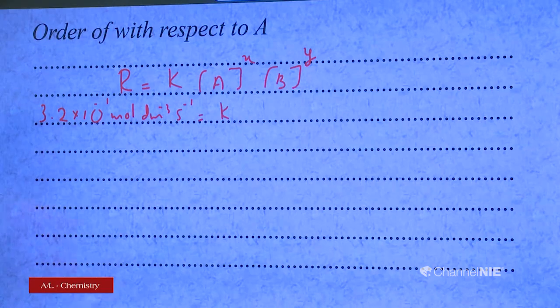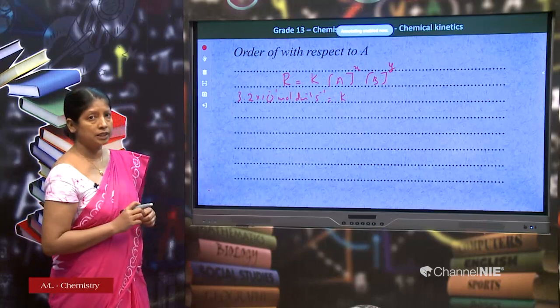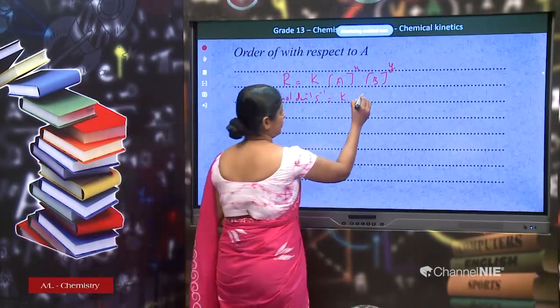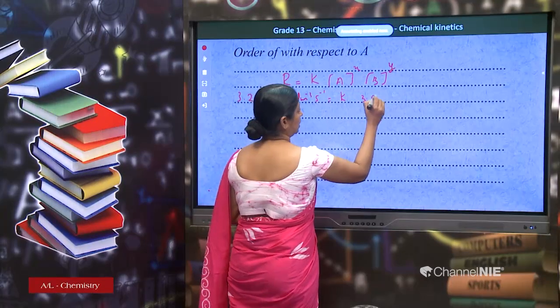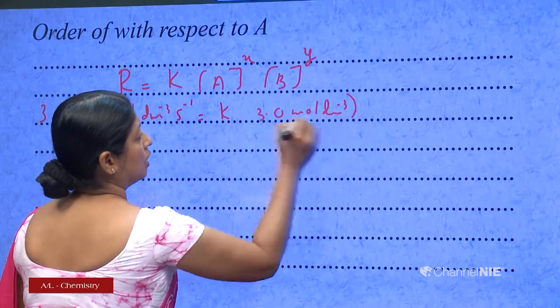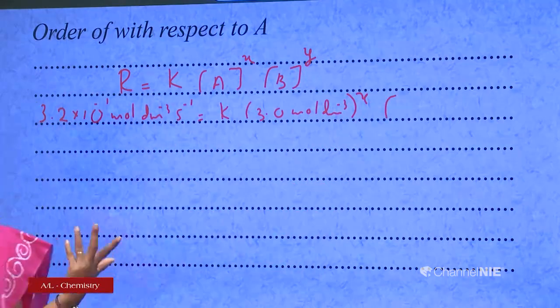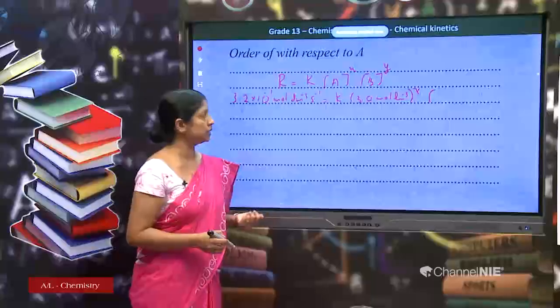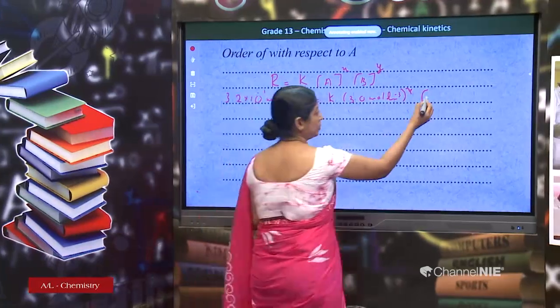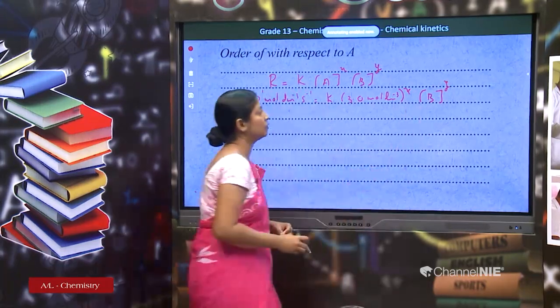And then the concentration of A is our variable concentration. Here the concentration is given as 3, in mole per decimeter cube. And the concentration of B is constant here, so I will write it as just B because it gets cancelled off. Of course, if you want, you can substitute the exact value.